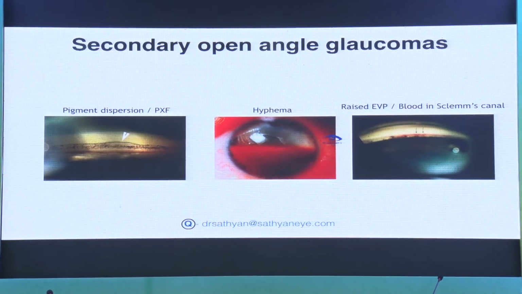Once you see the hyphema like this, we may not know what exactly it is from: the angle neovascularization, or the stump which is bleeding from somewhere, or what is the actual cause we need to see. So this kind of angle bleeds we need to really pick up.